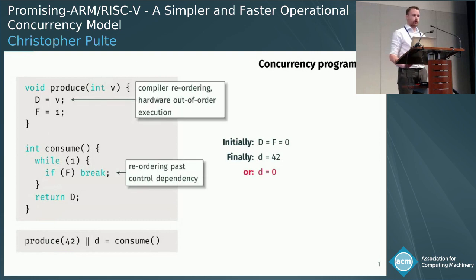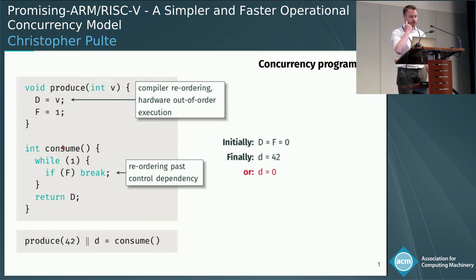But if we wrote this program in C and compiled it to ARM, for example, another possible outcome would be the consumer returning D equals 0. The reason is the relaxed memory behavior, and there are two different explanations. First, on the producer thread, there are these two writes here, and they're unordered. That means the producer could do the second one first, so that the consumer would see the flag set to 1 before the data has even been written.